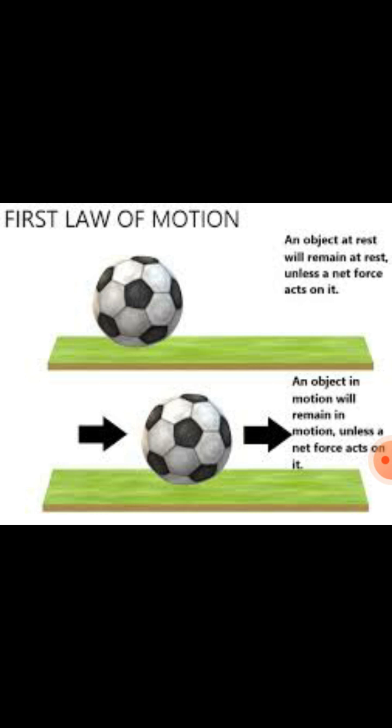What is inertia? If an object is at rest, it tends to remain at rest. If it is moving, it tends to keep moving. This property of an object is known as inertia. The first law of motion is also known as the law of inertia. Mass of an object is the measure of its inertia. A heavier object possesses greater inertia than lighter objects.